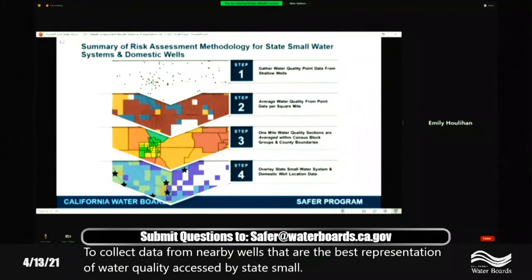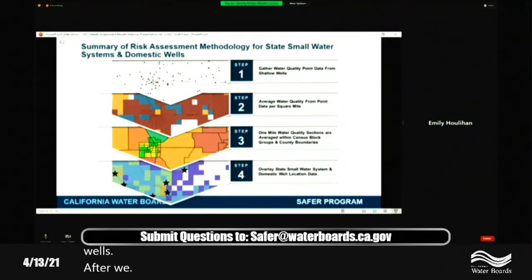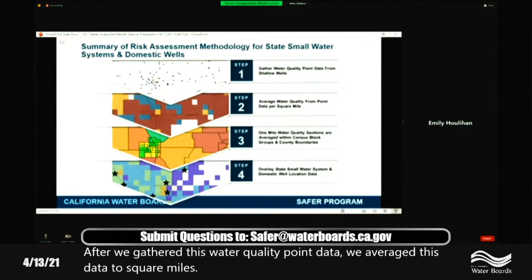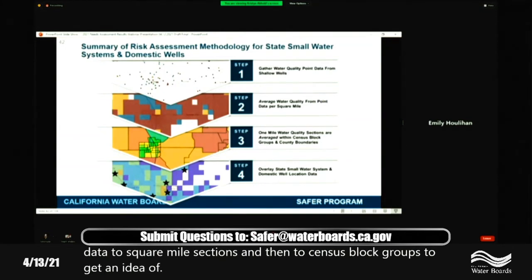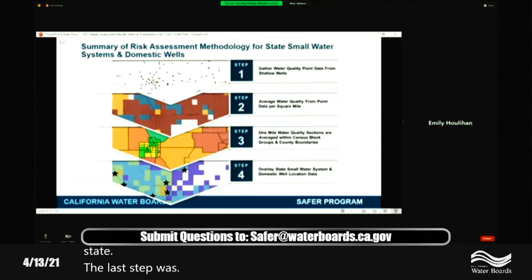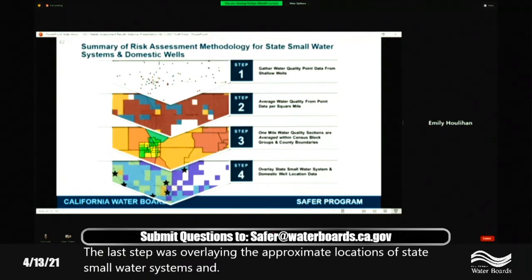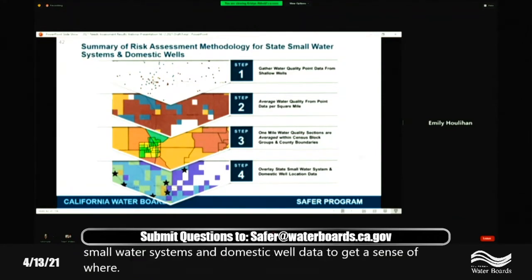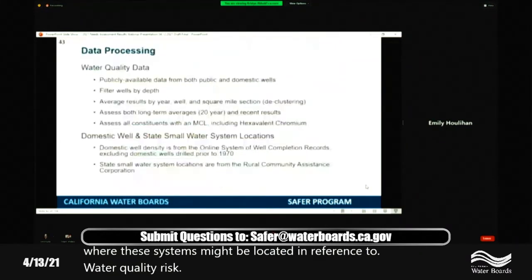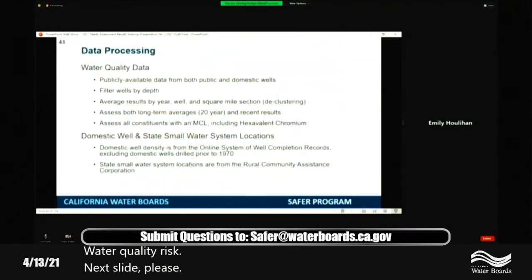After we gathered this water quality point data, we averaged this data to square mile sections and then to census block groups to get an idea of what water quality is for shallow wells across the state. The last step was overlaying the approximate locations of state small water systems and domestic well data to get a sense of where these systems might be located in reference to water quality risk. Next slide, please.